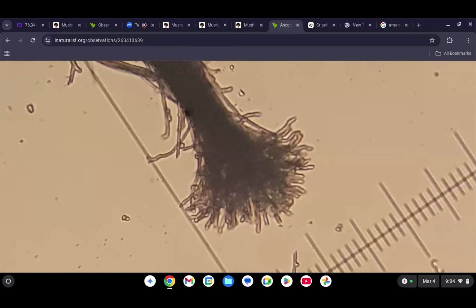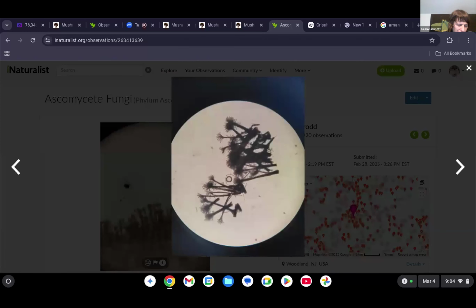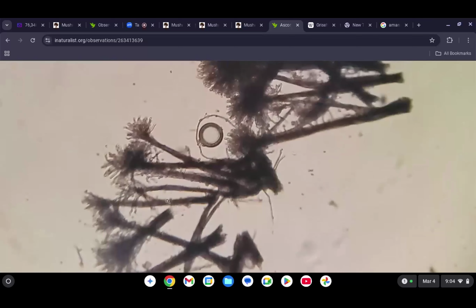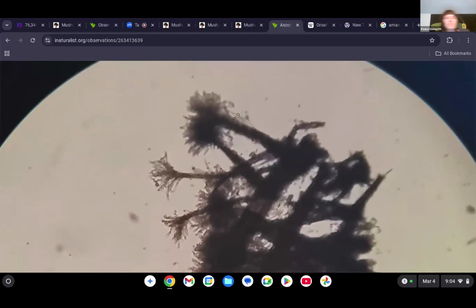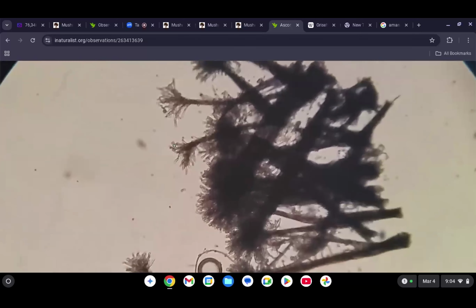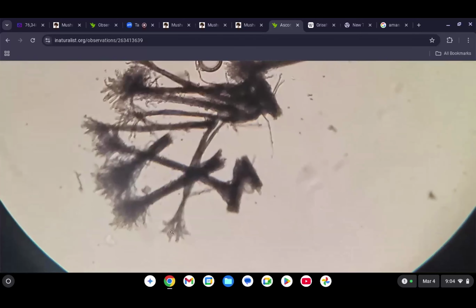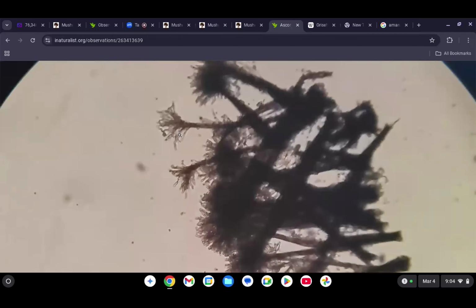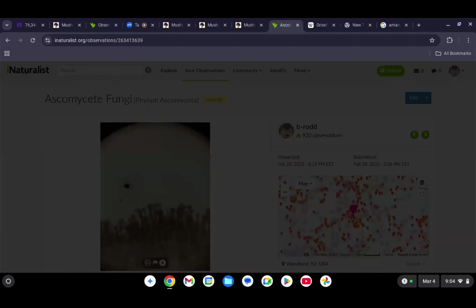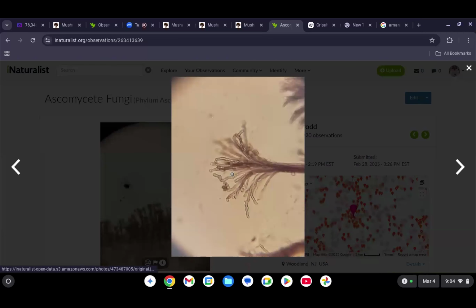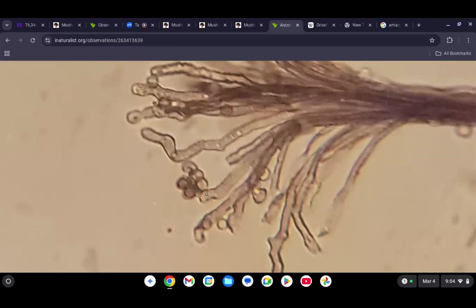Kind of separated at the apex. Yeah. Little hairy guys. Like little wild heads. Funny. This is at 100 magnification. So yeah, it's uniform. I didn't find a single ascus or anything like that.